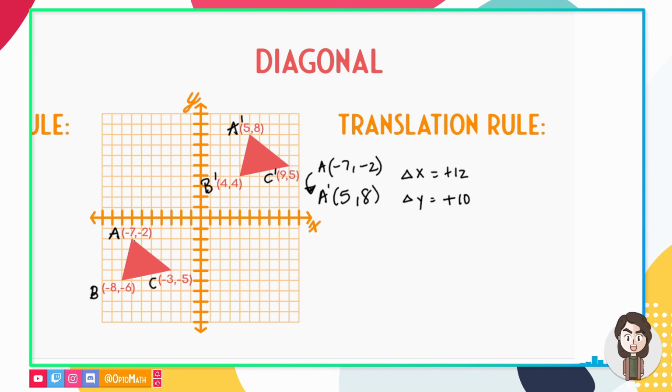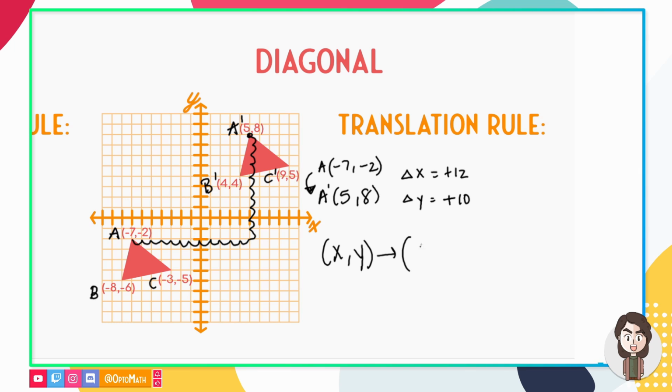So we should be going right 12. So let's count 1, 2, 3, 4, 5, 6, 7, 8, 9, 10, 11, 12. And let's count up 10. 1, 2, 3, 4, 5, 6, 7, 8, 9, 10. And we do end up at A prime. So that's awesome. And let's just finish out writing our translation rule.